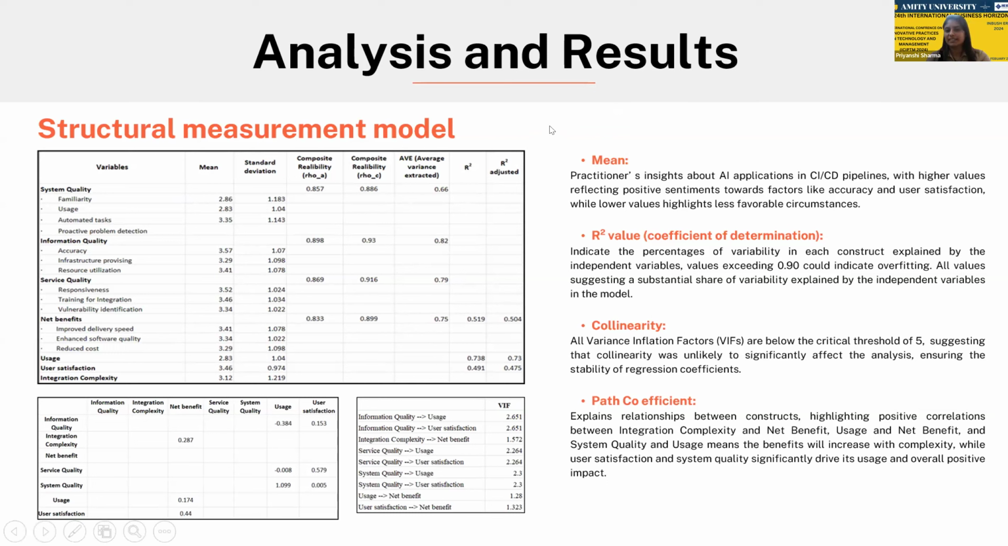Talking about the R square, that is the coefficient of determination, we have three independent variables: net benefits, usage, and user satisfaction, and all the values are less than the 0.9 threshold. Therefore, we can see a substantial share of variability explained by the independent variables in the model. Talking about collinearity, all the variance inflation factors are less than 5, which also ensures the stability of the regression coefficients. Path coefficients also give a positive relationship of the variables.